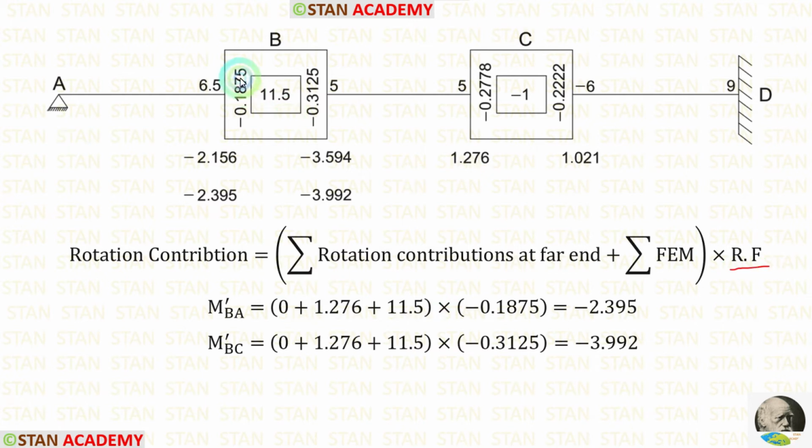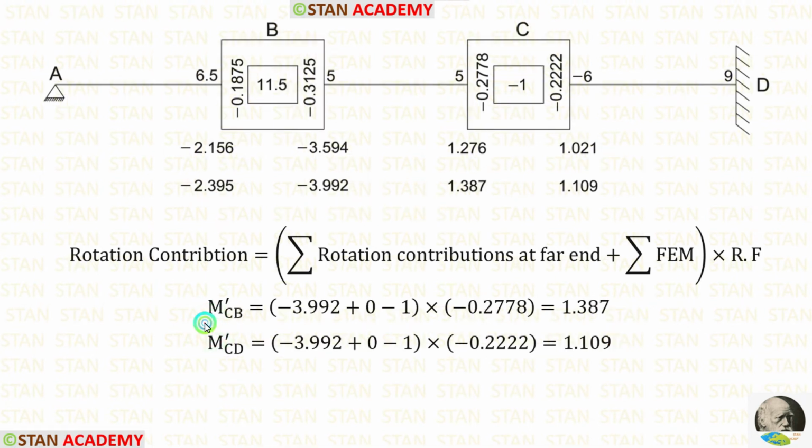The rotation factor for BA is minus 0.1875. Finally, for M-BA, we are getting minus 2.395. Now, let us calculate M-BC. The rotation factor for BC is minus 0.3125. After calculations, we are getting minus 3.992. Let us enter the value of M-BA here and M-BC here.